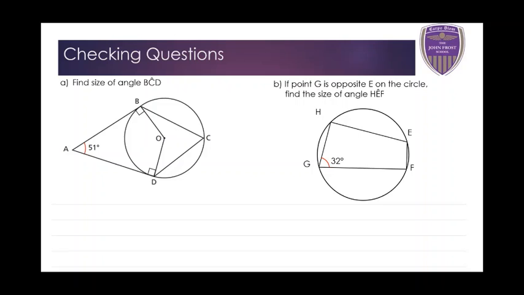For question A, you need to find the size of angle BCD. That means you are trying to find this angle here, so highlight that bit there. And for question B, we're told that if point G is opposite point E on the circle, find the size of angle HEF. So we're trying to find the size of this angle here. So pause the video, have a go with these two questions. Best of luck.